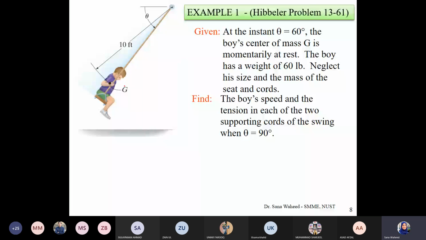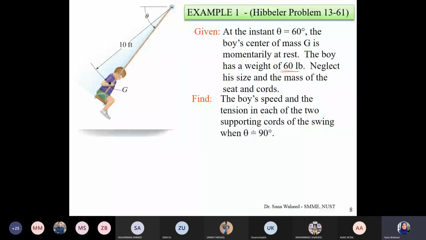Right, so we have a little boy. He's sitting on a swing where, of course, when you're swinging, you're going to go along some sort of a curvilinear path, right? And what's happening is that at this instant, this theta is equal to 60 degrees, and the boy's center of mass G is momentarily at rest when theta is 60. Meaning he reaches his highest point. Then the boy has a weight of 60 pounds. Neglect his size and the mass of the seat and the cable. And what we want to find is the boy's speed and the tension in each of the two supporting chords of the swing when theta is equal to 90 degrees.